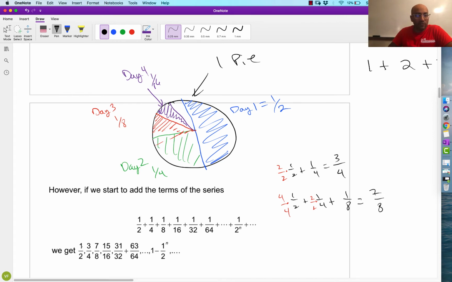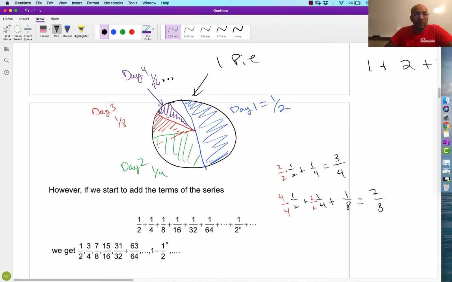The sum of the first day, then the sum of the first 2 days, then the first 3 days, then the first 4 days, right? And so this is the pattern we start to see as we move forward. Good. And we want to see what happens if we add up all of these days forever, right?